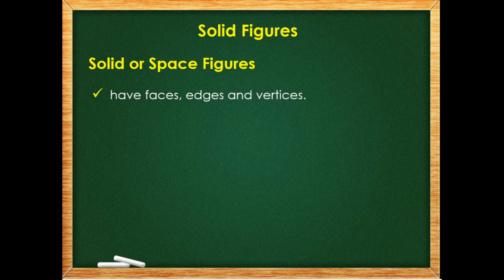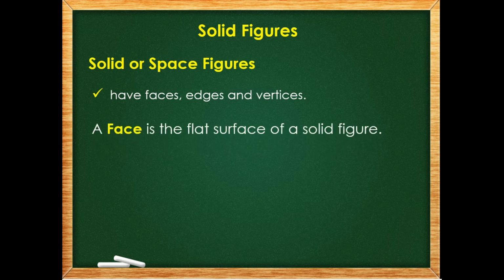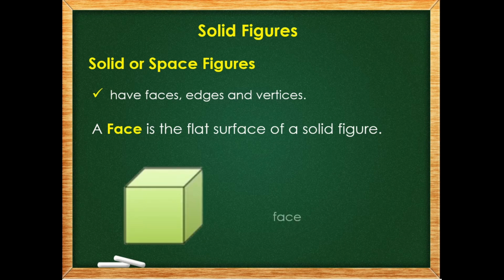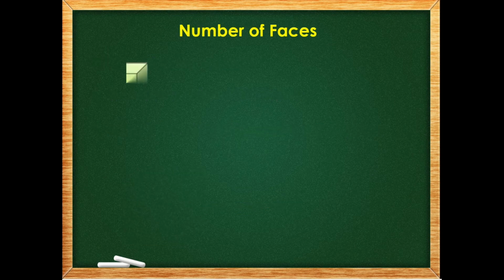Now let's discuss first the face. A face is the flat surface of a solid figure. A cube, this is the face. Now let's count the number of faces of a solid figure. A cube has 6 faces. The top, the bottom, side, and the other side, the front, and the back. That's why it has 6 faces.